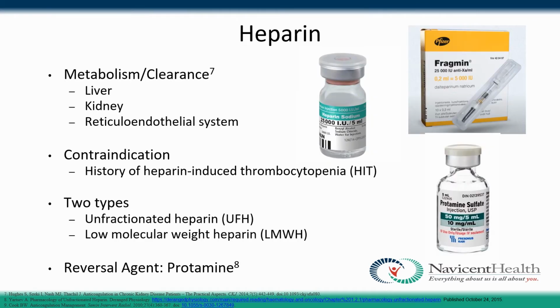The metabolism and clearance of heparin includes the liver, the kidney, and the reticuloendothelial system. Contraindication to heparin is if the patient has a history of heparin-induced thrombocytopenia. There are two types of heparin, including unfractionated heparin and low molecular weight heparin, which we will talk about later. And the reversal agent for heparin is protamine.